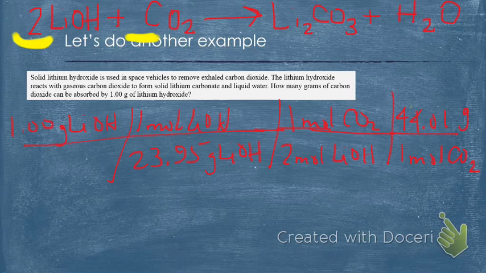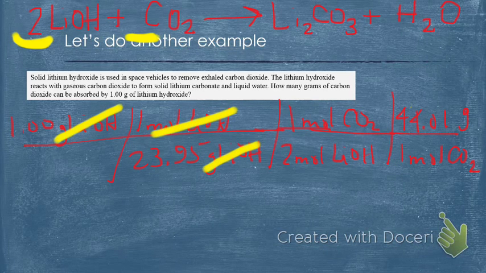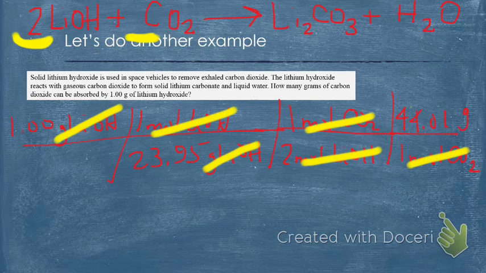Let's first check to make sure that everything balances. So we get rid of grams of lithium hydroxide because we have one on the top and one on the bottom. We have moles of lithium hydroxide on the top, moles of lithium hydroxide on the bottom, moles of carbon dioxide on the top, moles of carbon dioxide on the bottom, and we are left with grams of carbon dioxide, which is what the question was asking for.